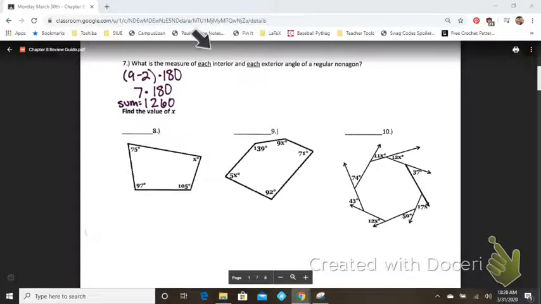I just want each interior or one interior angle. And if it's regular, that means it has to be equilateral and equiangular. So I can take that sum and divide it evenly by all 9 angles that a nonagon would have. So we divide by 9, and each one should be 140 degrees for the interior angles.